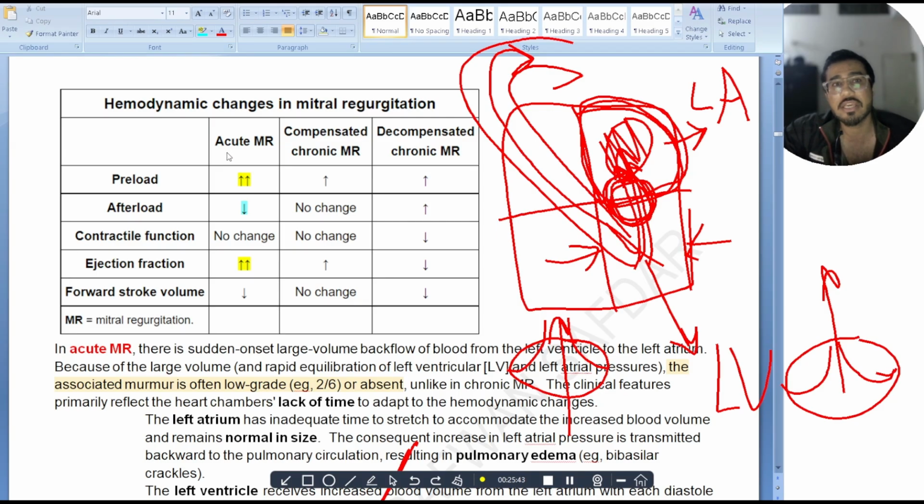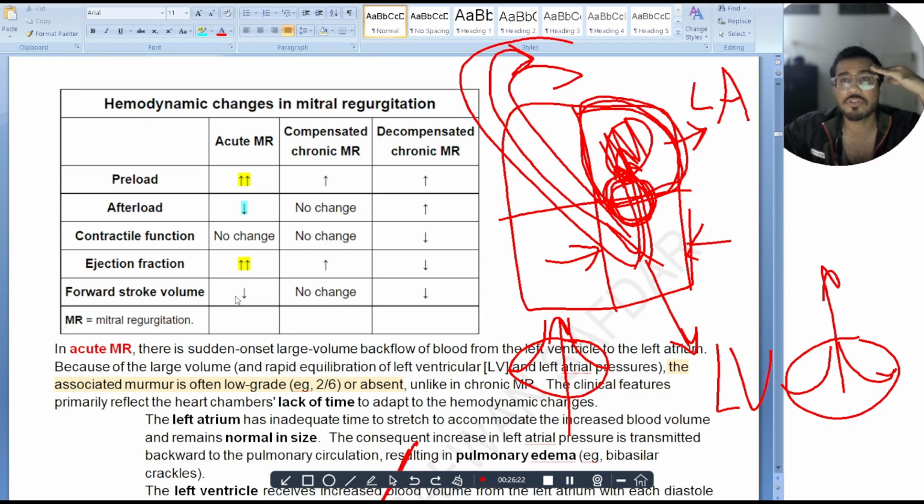So the ejection fraction in case of acute MR is increased. Why? Because a greater amount of blood is now leaving the left ventricle. Why? Because it is going through the less resistance pathway back to the left atrium as well as into the aorta. So the amount of blood being ejected from the left ventricle is increased in acute mitral regurg, because a less resistance pathway of the mitral valve has now also formed. So there are two pathways for the blood to flow, back to the left atrium and into the aorta. That's why overall the ejected fraction of blood is greater.